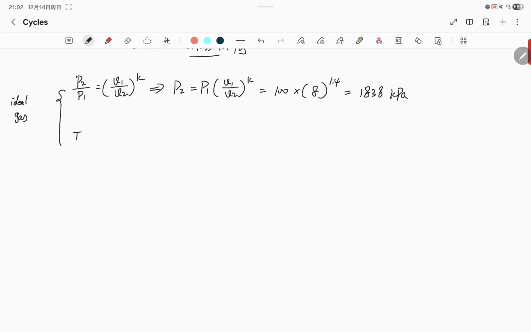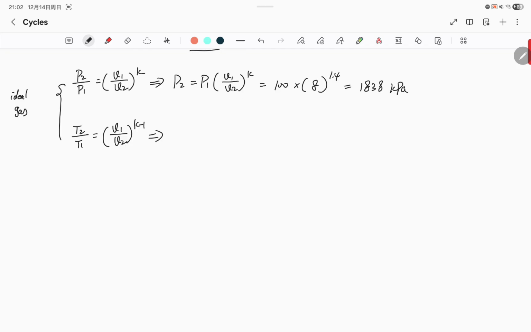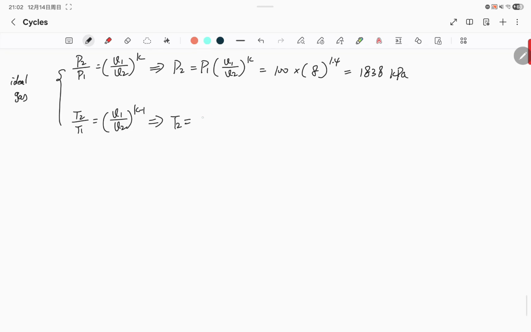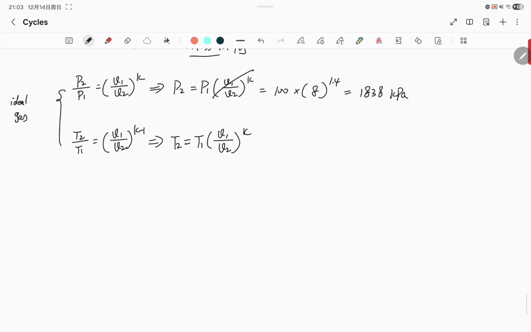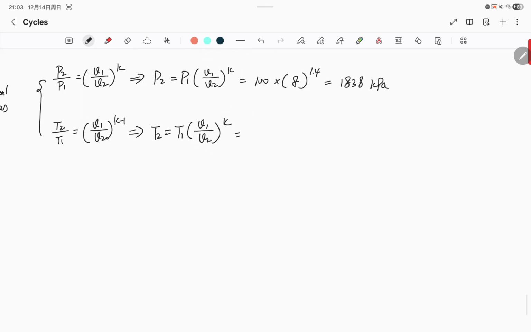The formula for temperature is this. K minus 1 instead of K. So my T2 is here. You can write this is just R to the power of K, or just leave it like that. But you know that's R.